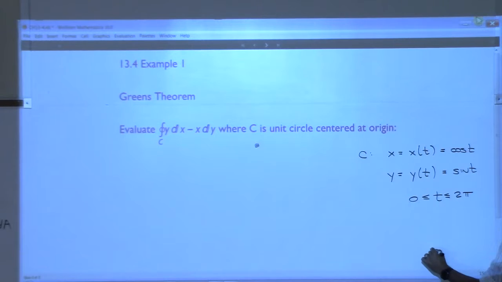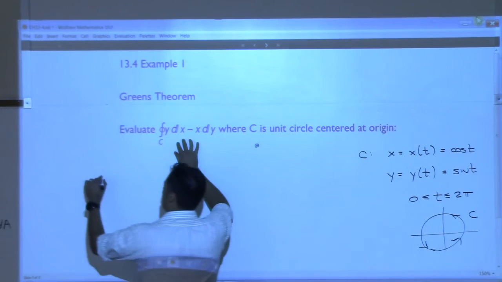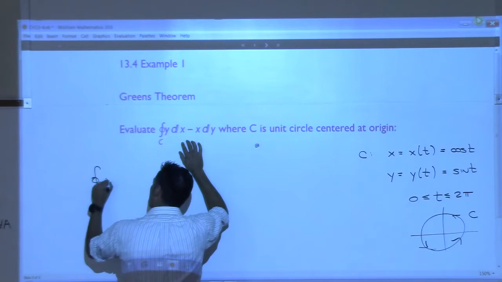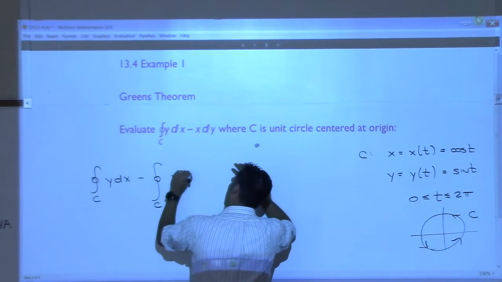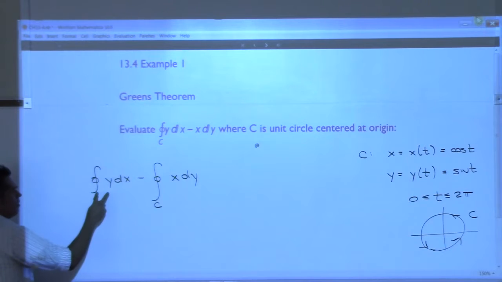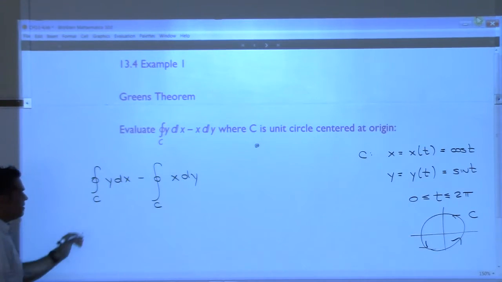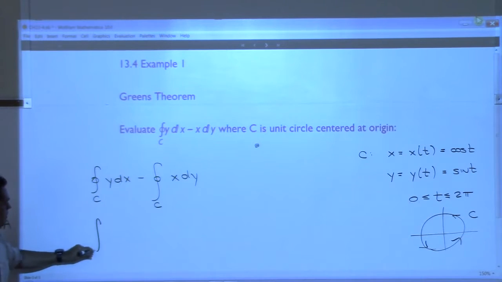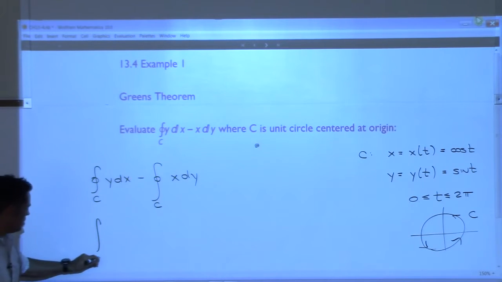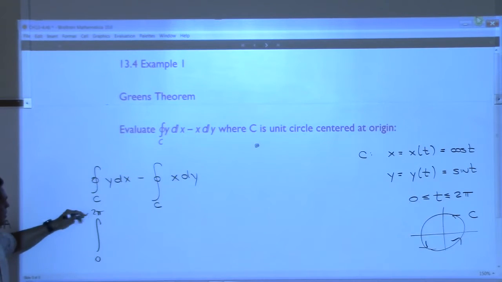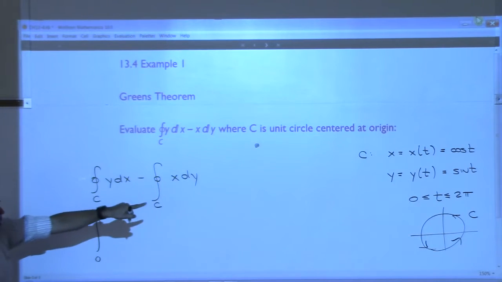So visually, there's C. This line integral becomes two line integrals: the integral over C, closed, of y dx minus the line integral over C, closed, of x dy. So on this one right here, how would this integral be rewritten? What does this mean? From 0 to 2 pi. Now we're going to actually put in our limits of integration. What's y? Y is sine of t.